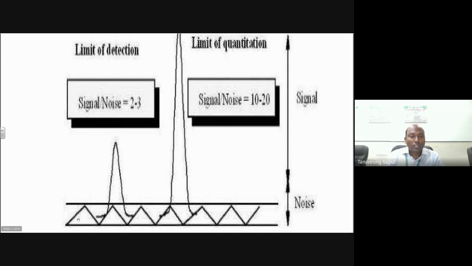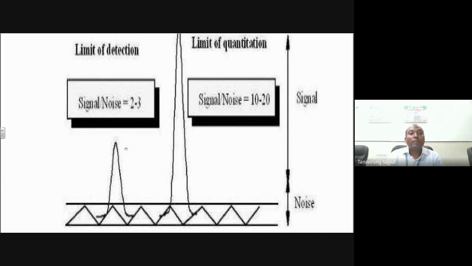Then the baseline noise peak height is 1 centimeter. Along with that, you can imagine, for example, our signal peak, the metformin peak of the 1 ppm solution, is also showing 1 centimeter height. Then our signal to noise ratio is 1:1. Then we can inject the 2 ppm solution. Then we can inject the 3 ppm solution.